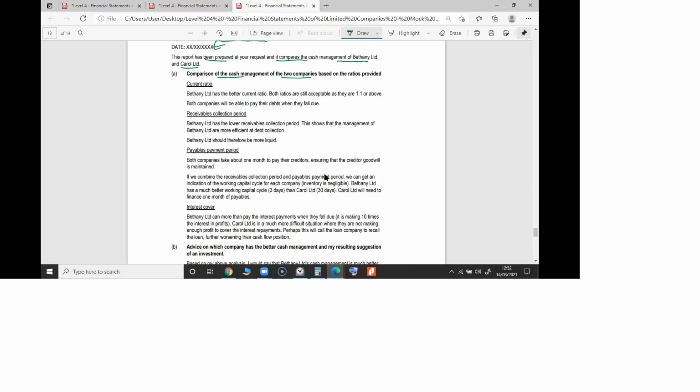Comparison of the cash management of the 2 companies based on the ratios provided. Current ratio. Bethany Limited has better current ratio. Both ratios are still acceptable. 1:1 is still acceptable. Yeah, both companies will be able to pay their debts when they fall due, but still you can write Bethany is better. Yeah, we have written it here. Bethany is better. And to be very honest, 2:1 is the standard. But for their type of business, maybe 1:1 is fine. So both of them still can repay, but Bethany can repay with flying colors without any hesitation.